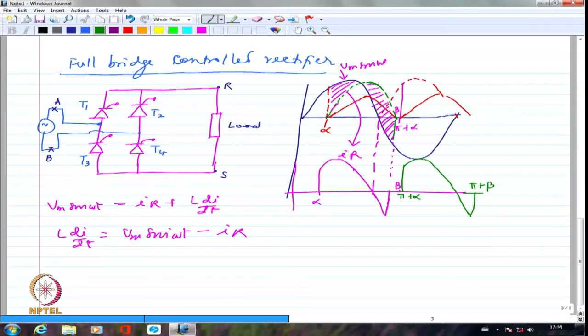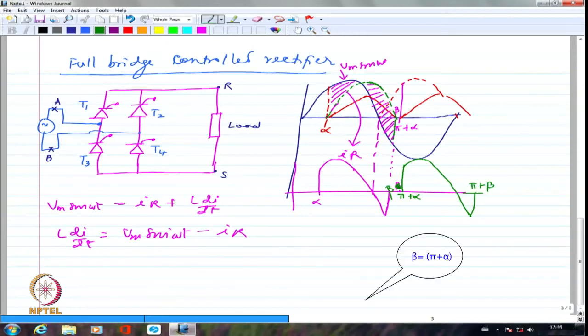No, not at all. Beta is here. Pi plus alpha is here. So let me remove this and say this is beta. Beta is here, where the current ends. The current is ending at beta, and only after that am I trying to fire T2 and T3. You get my point?